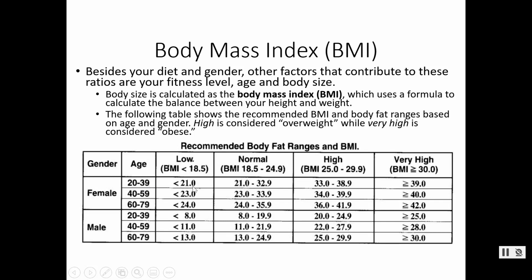We can see that anything below 18.5 on the BMI is low, but if you're in this age range, it's below 21, things like that. So take a look at this chart just real quick, and then think about your height and your weight. You can Google a BMI chart if you want to look it up, just to give you an idea of how height and weight correlate with this BMI number.